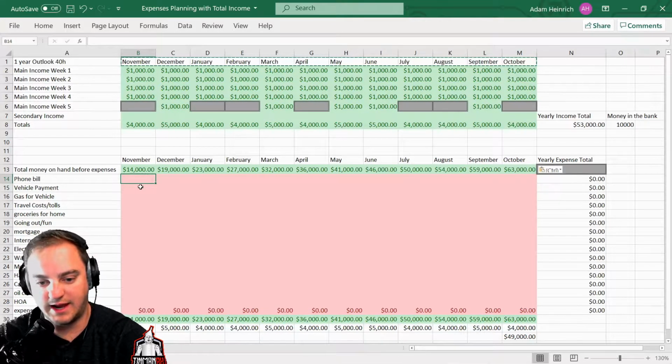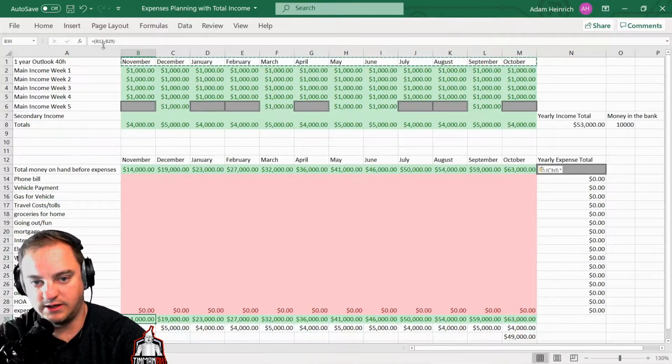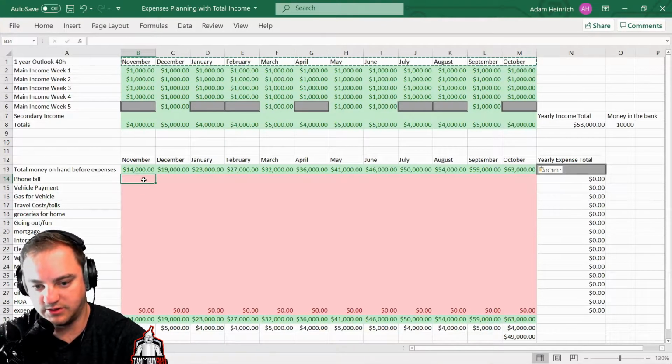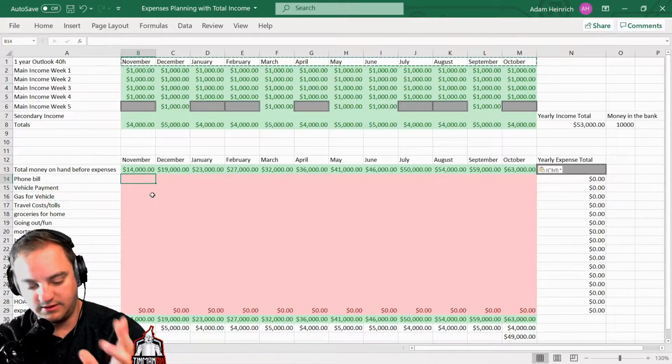You don't have to do negatives because down here, it's already doing a subtraction for you. All right, I've got it red. You just have to enter the total. So let's just do examples.